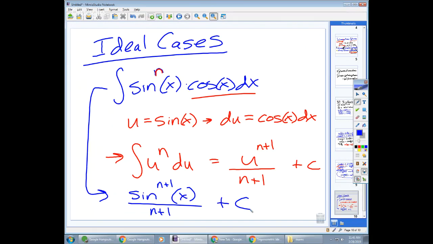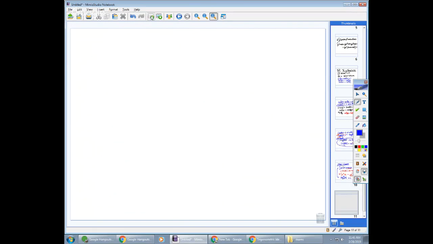Problems happen if that cosine is to some other power besides 1. Then a U substitution doesn't work as efficiently. That was the problem here. All right, so let's try something medium hard. Suppose I just have the sine squared of x, but the cosine was missing. I can't do a U substitution now because there's no du.